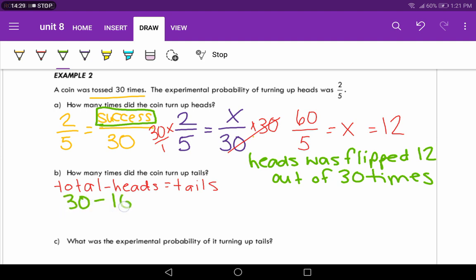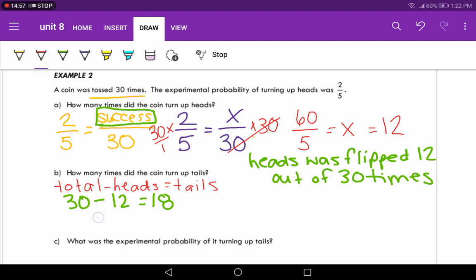Our heads is 16. That means our total for tails is, or sorry, where did I get 16? 12. Oops. Heads. 12. There we go. Gives us a total of 18 tails. Okay, and that's all this question is asking us.